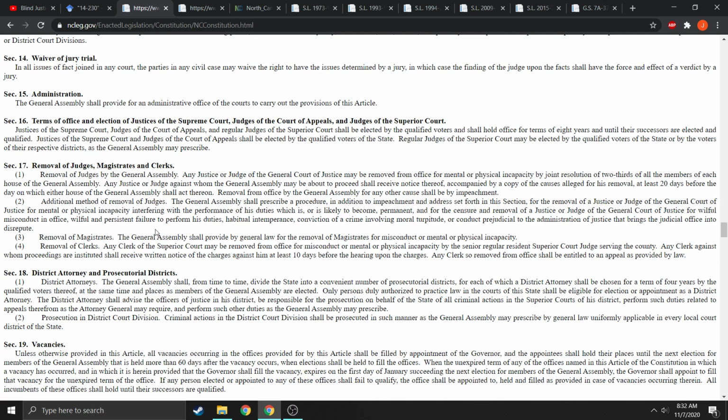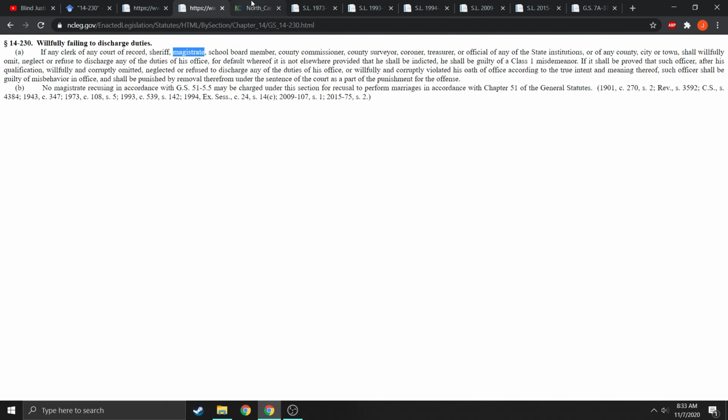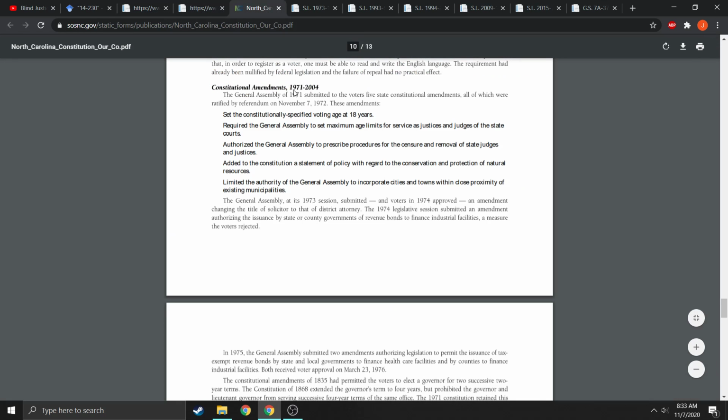Well, that language, you got to pay attention to words. I mean, people accuse me of lawyering all the time, but the reason why I am effective as an attorney is because I pay attention to words. Words have meaning. Shall prescribe. That means they are going to do this. It doesn't say the General Assembly prescribed, past tense, a procedure. It says they shall do it. So when was this section enacted? It was enacted in 1971. It authorized the General Assembly to prescribe procedures for censure and removal of state justices and judges.